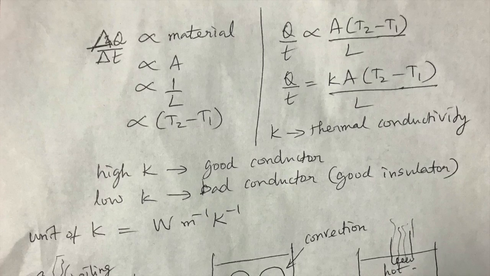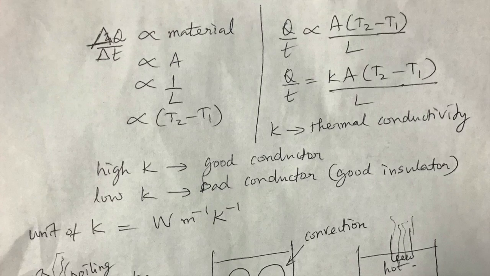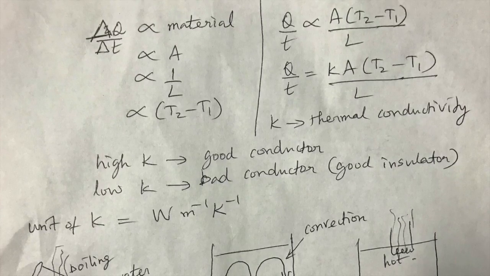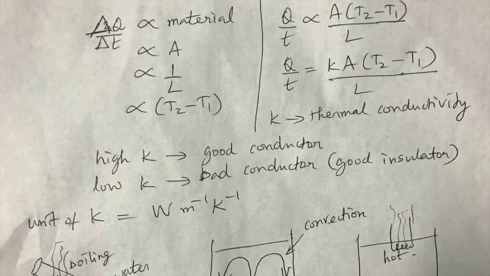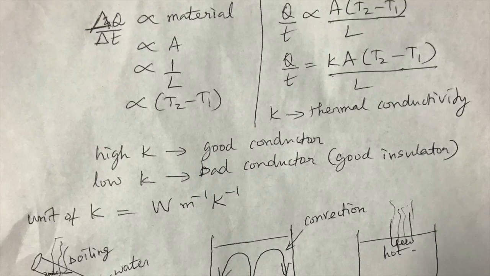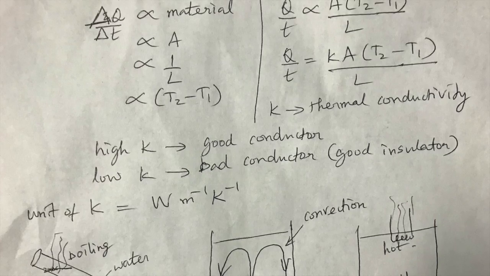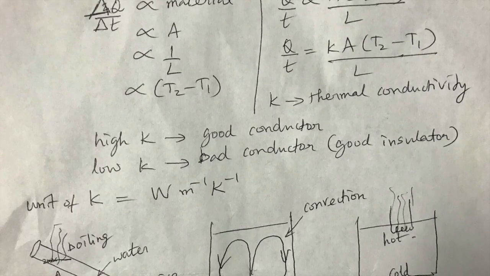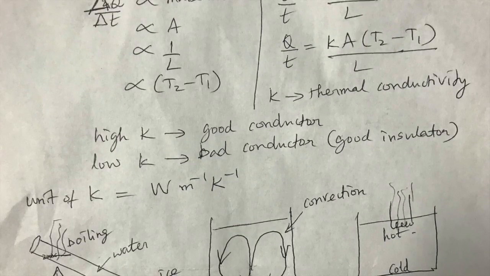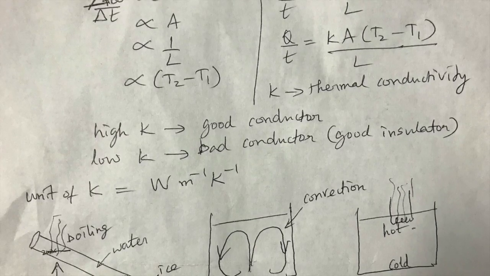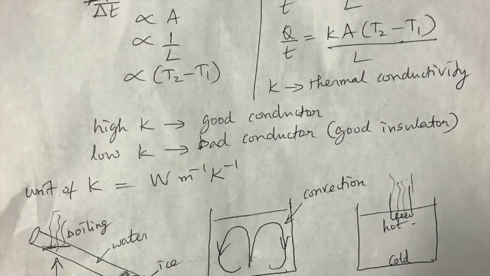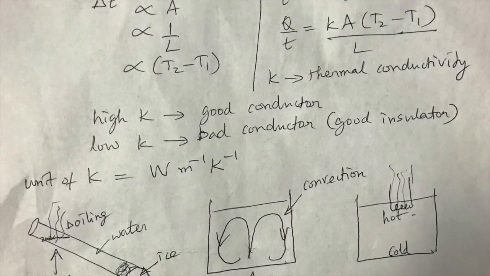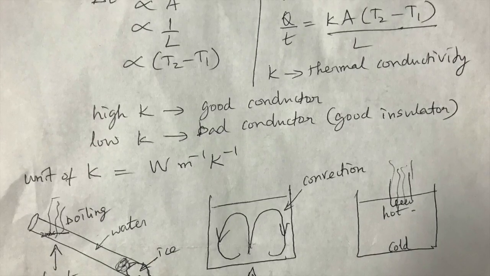K is the proportionality constant. And what is the proportionality constant called? Thermal. Sometimes they say thermal coefficient, thermal conductivity. K stands for thermal conductivity. Different materials have different thermal conductivities. How nicely heat can flow through depends on this K. So if you want it to be a good conductor, then K should be high. If you want it to be a bad conductor, then K should be low. So K is the thing that depends on the material. K is called the thermal conductivity of the material.